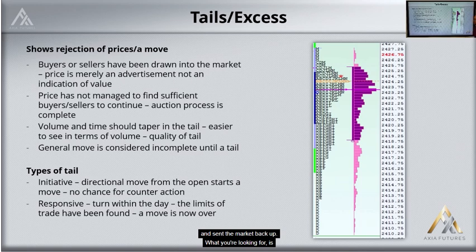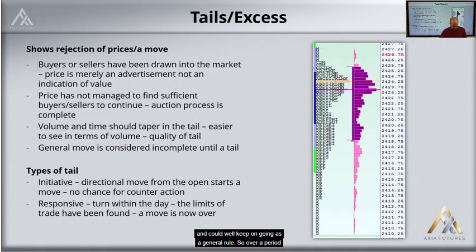What you're looking for is volume to taper off. What you don't want to see, and I'll give you an example immediately after this, is what I would call a bad tail. A tail where you actually have a significant amount of volume at the low. So it's not just about letters, it's about volume. If you do a load of volume at the extreme, this is essentially showing you a move that hasn't yet finished and could well keep on going.